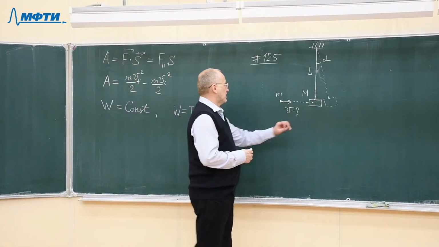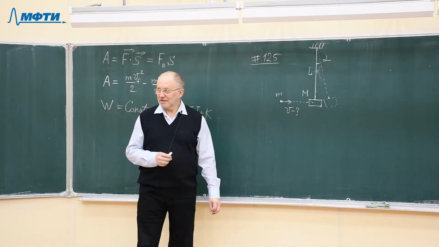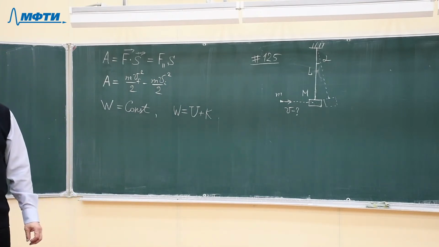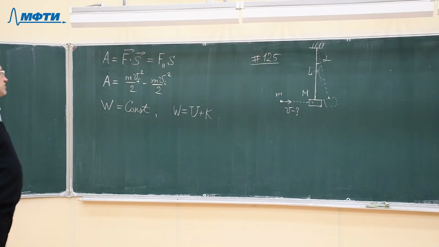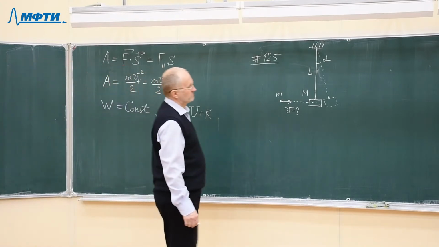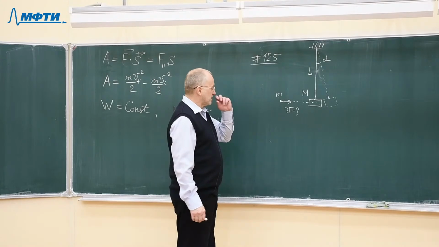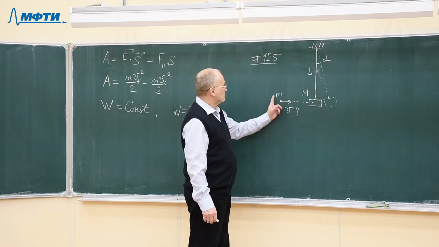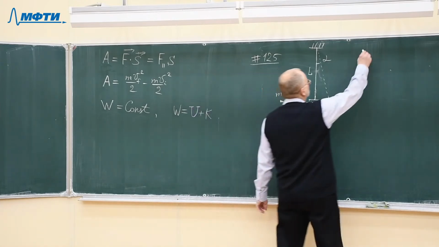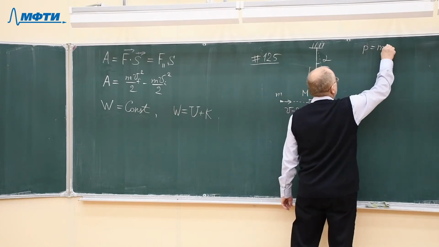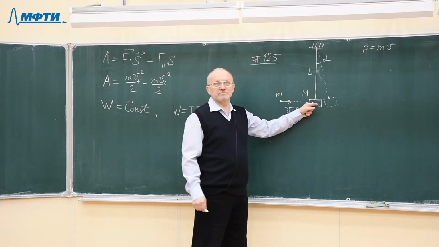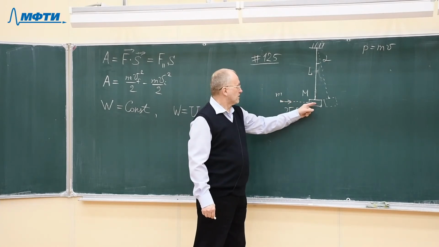So how do we solve this problem using the laws of conservation? Not only conservation of energy, but also conservation of momentum. Let's consider all the processes which take place here. Originally, the bullet had momentum equal to mv, the momentum of the bullet directed horizontally. And then the bullet hits the box and gets stuck in it.